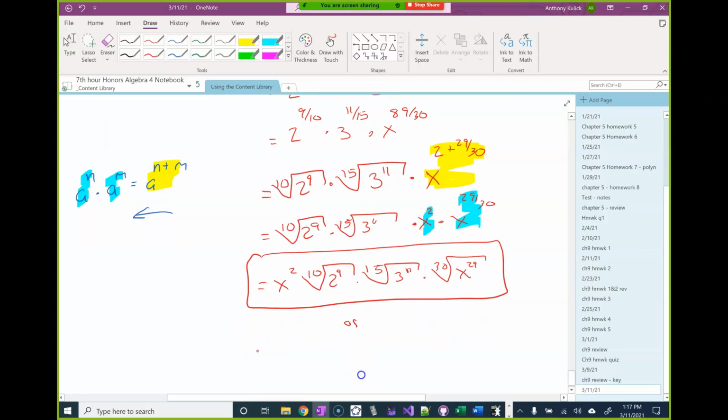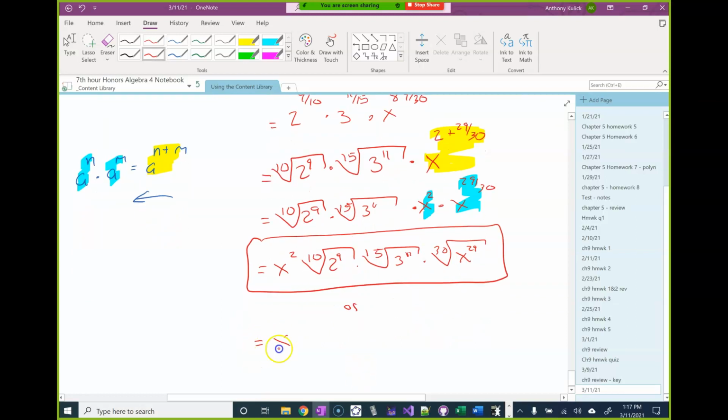The other way you could have written this, or might see this appear in a multiple choice test, might be something like this. Take a moment and see if you can figure out how I went from our answer to that other answer.